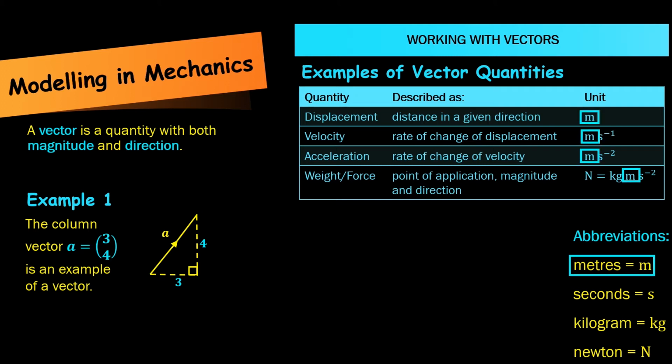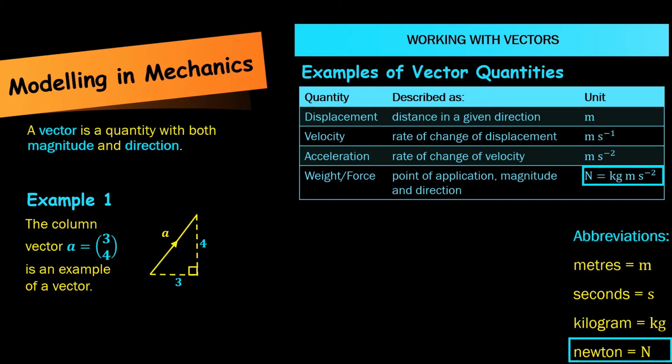Of course, we do use abbreviations. Meters is represented by m, seconds is represented by s, kilograms is represented by kg, and Newton by capital N.